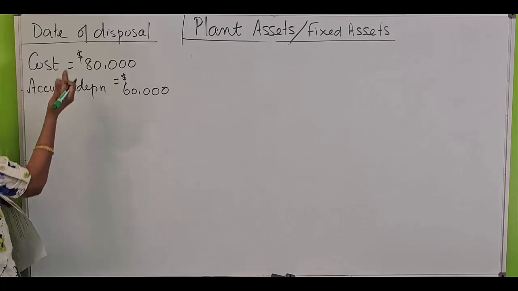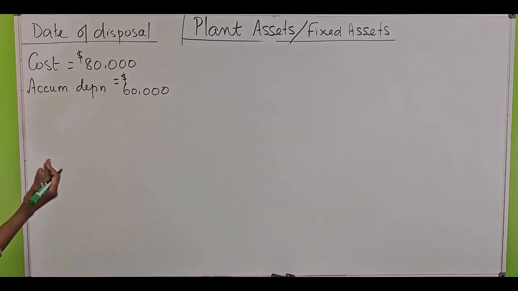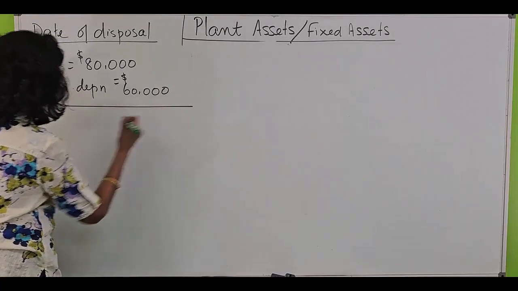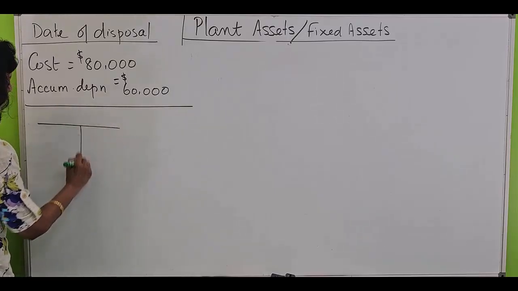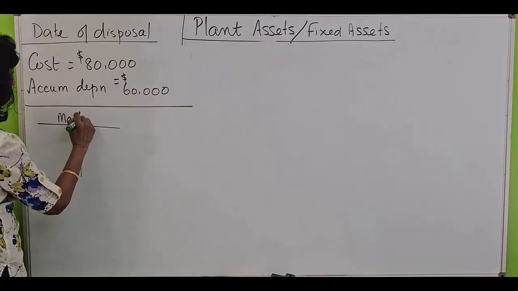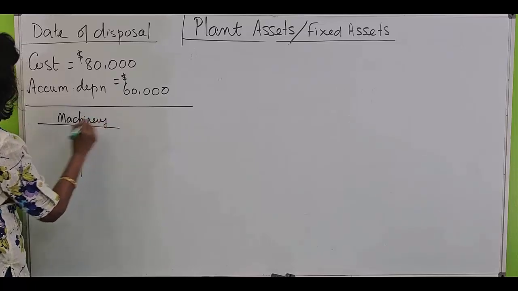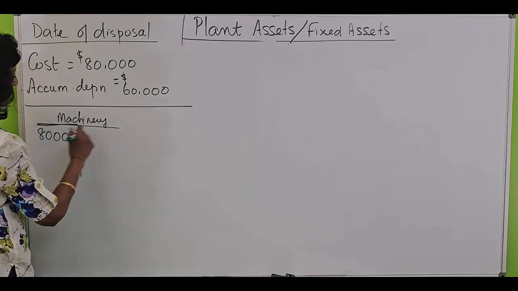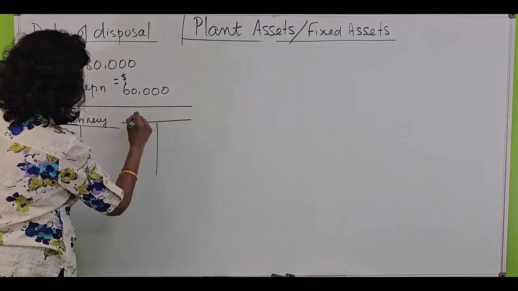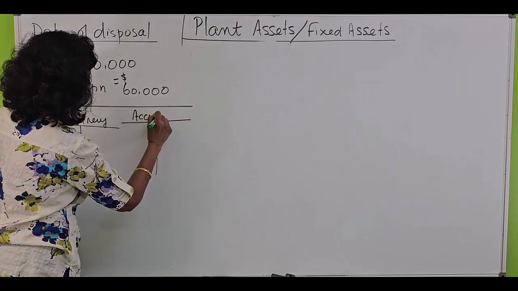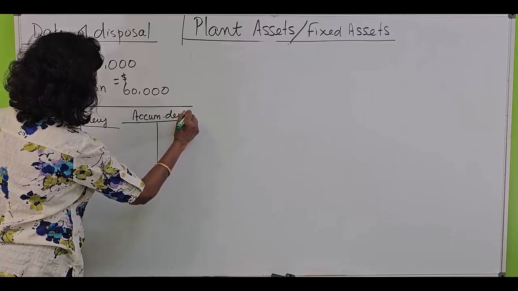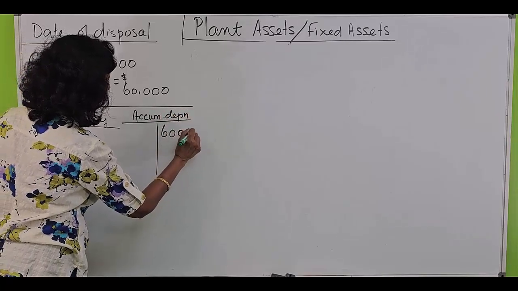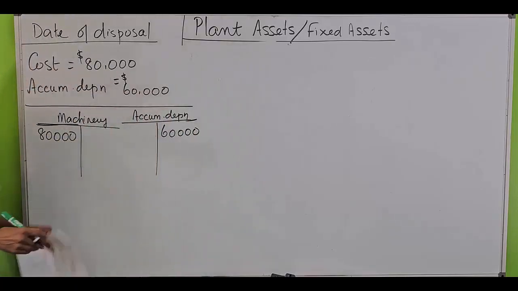So here we have what? The machinery. The problem says the property is a machinery. So you will have the machinery account, a debit balance of $80,000, and in the accumulated depreciation, you will have a credit balance of $60,000.